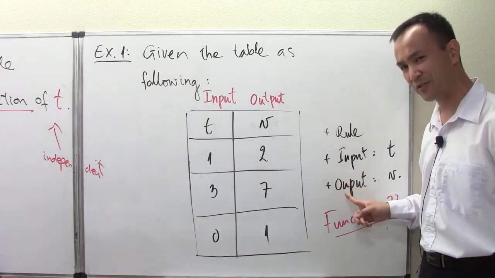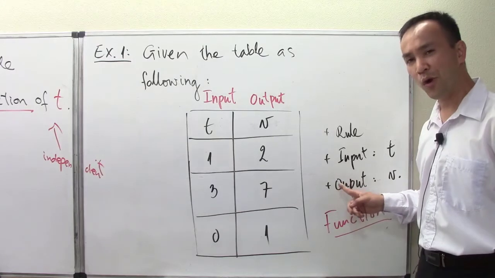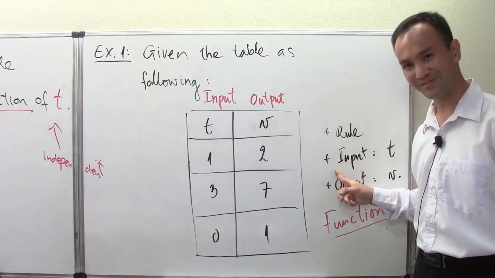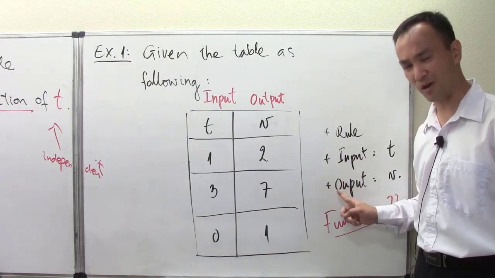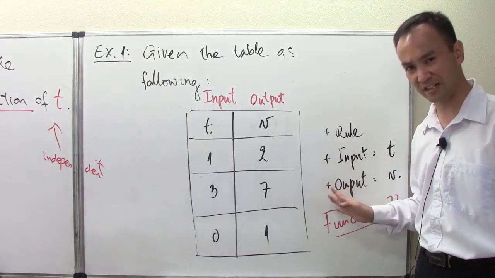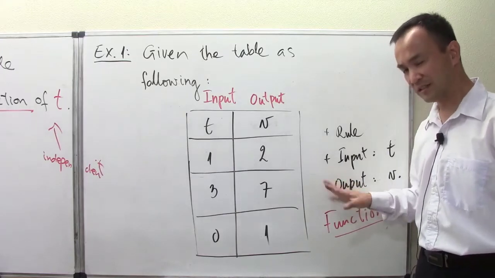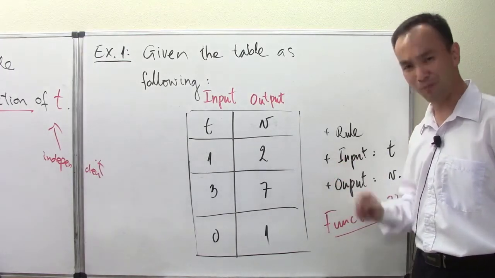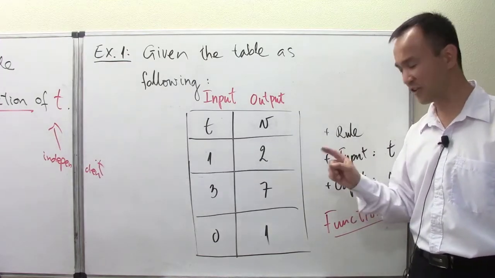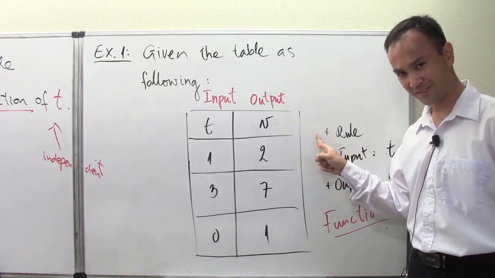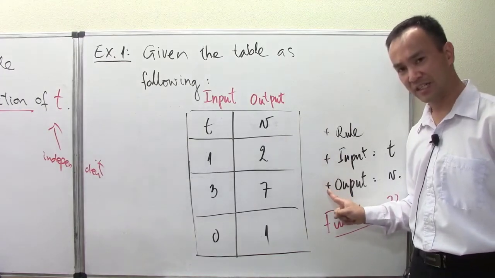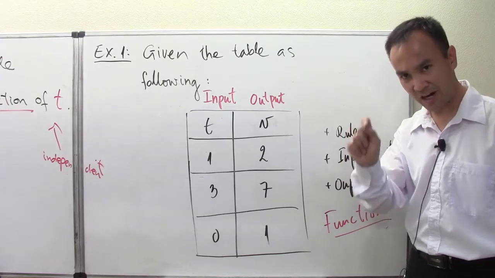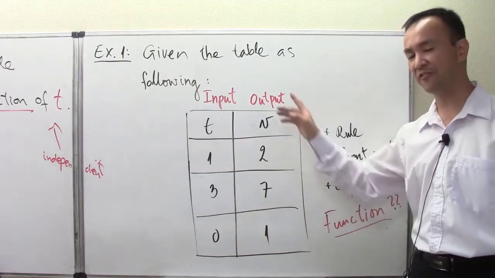But you have to remember that a function determines one and exactly one output for each input. Exactly one and only one output for each input. Okay, a function is a rule that determines exactly one and only one output for each input. That's the part to decide whether this table can be a function or not.